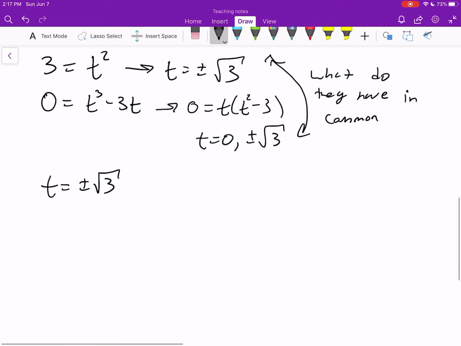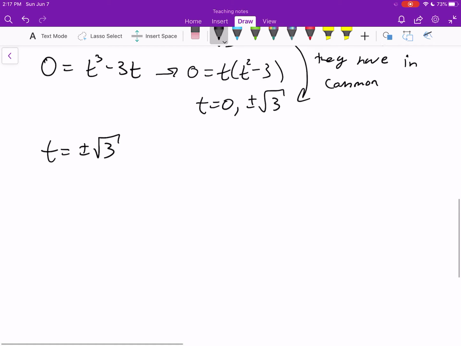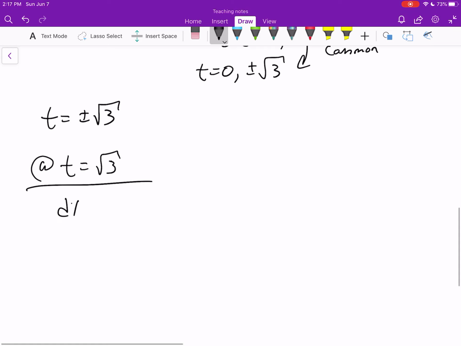So what I can do now is dy/dx. Actually, what I'm going to do is go ahead and calculate this. At t is equal to square root of 3, dy/dx is going to be equal to 3 times t squared minus 3 over 2 times t.